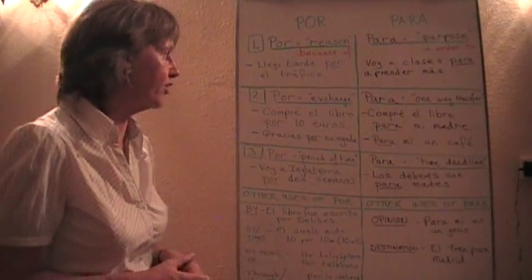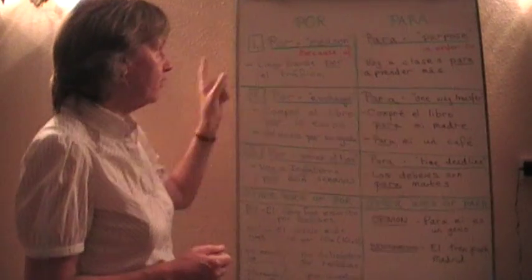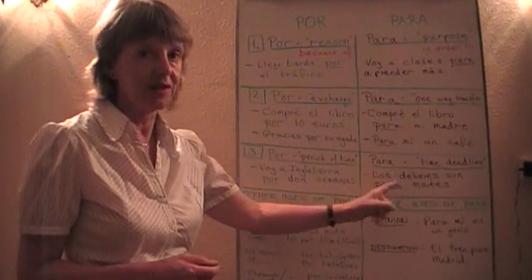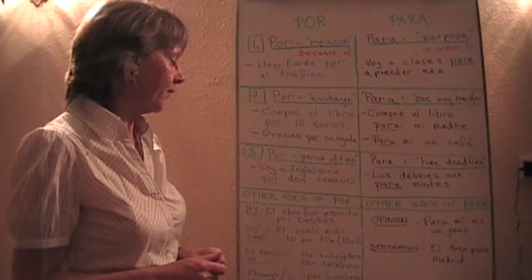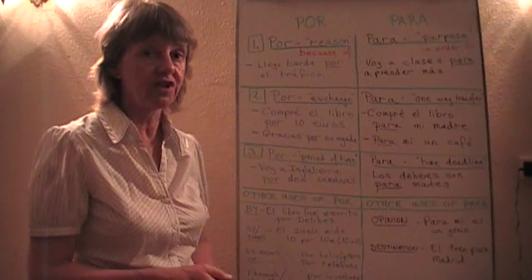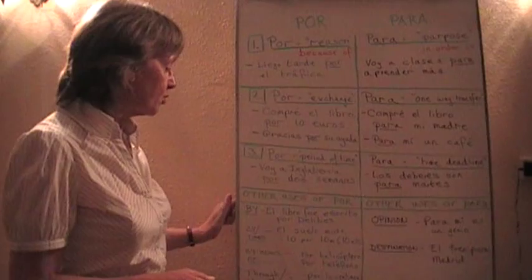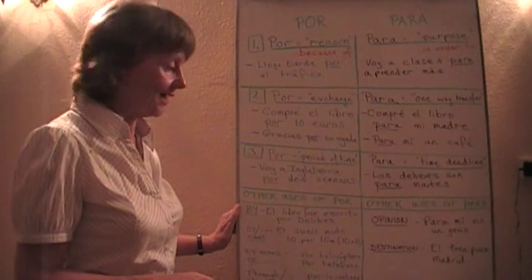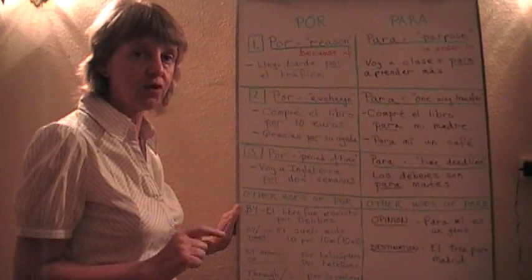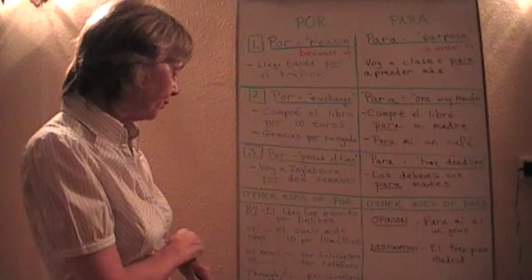So I know that was a bit brief, but those actually cover three of the main differences. Reason, purpose, exchange, one-way transfer, period of time, time deadline. And then there's lots and lots of other uses, particularly of por, and I've just summarised a few. I'm not sure you can see them all very clearly. We use por to mean by, as in el libro fue escrito por Delibes. The book was written by. I think we have this in another video as well, the same example.